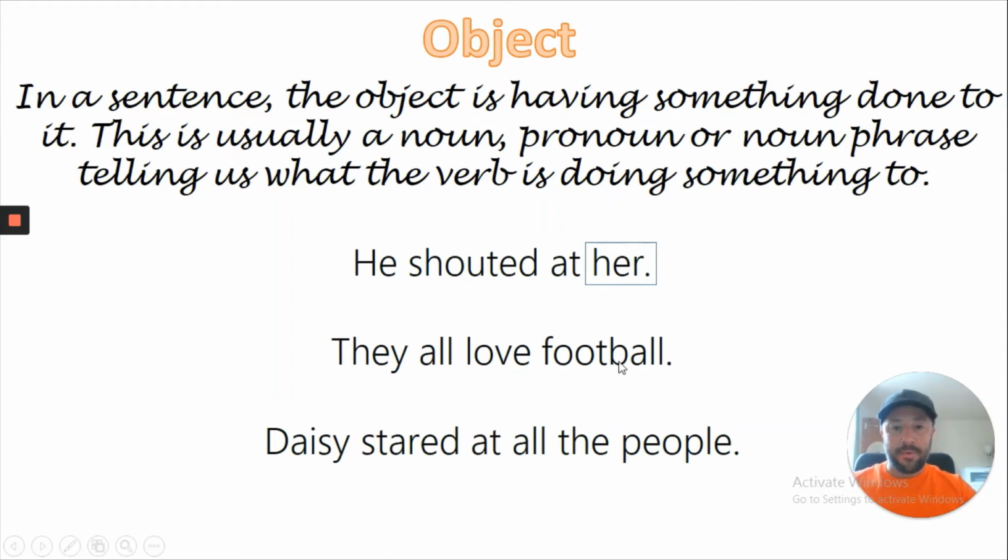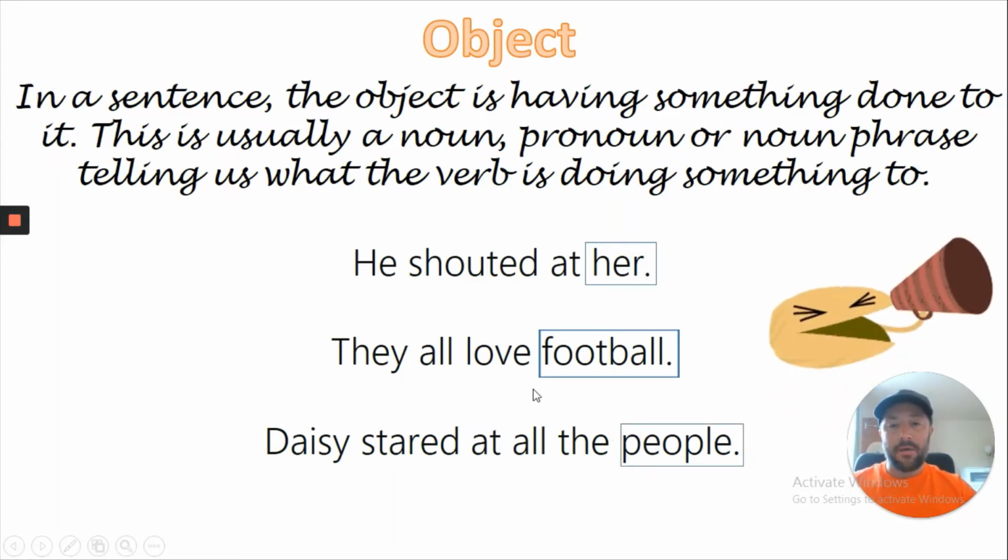They all love football, so football is a thing they love, so the love is being given to the football, so that means football is the object. And then Daisy stared at all the people. Now Daisy was the one that was doing the staring. Staring is the verb, to stare at somebody, and then people is what it's being done to, so they are the object. So those are our first three examples of object.